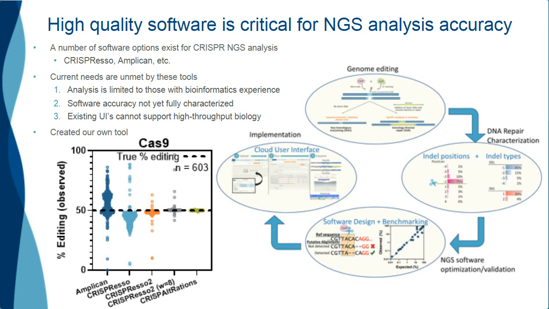For this reason, we created our own tool by performing a number of Cas9 and Cas12a editing experiments and characterizing the resulting indel profiles of these experiments. We used this to create a biologically informed, thoroughly verified software package for CRISPR genome editing with an easy-to-use web interface. Here you can see how our tool in green outperforms other tools in annotating editing efficiency using an internally created in silico benchmarking data set with a known amount of indels represented as a black horizontal line.